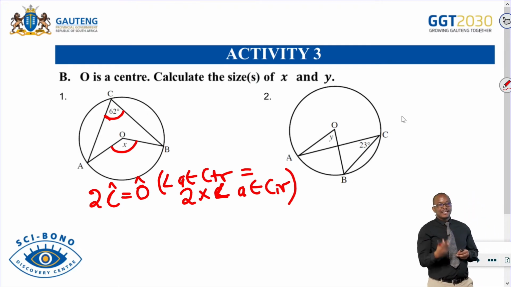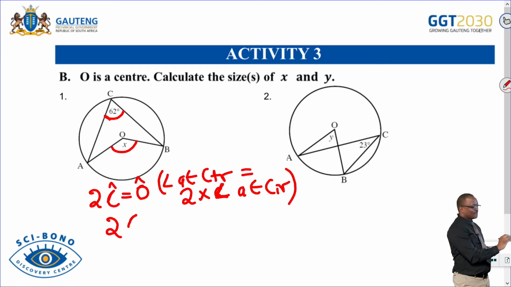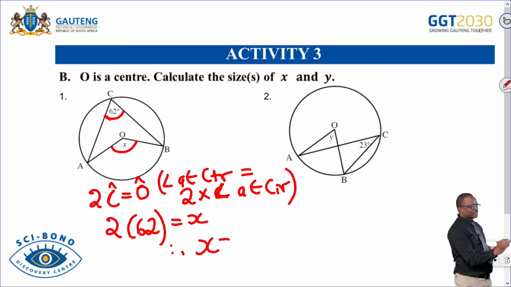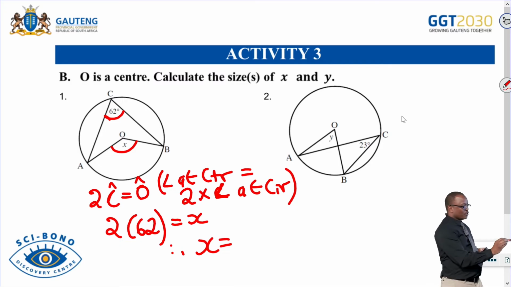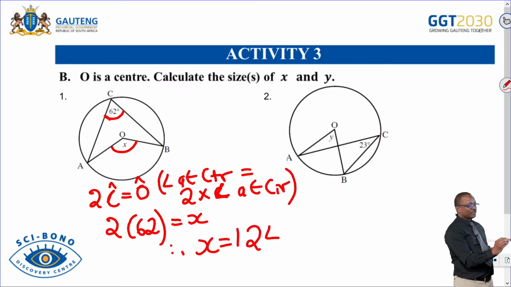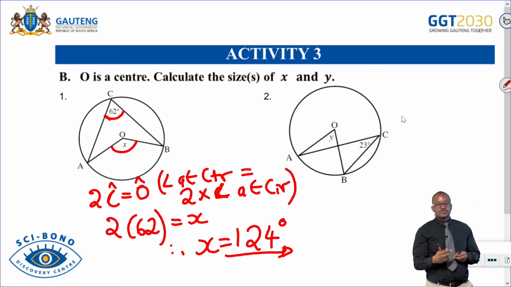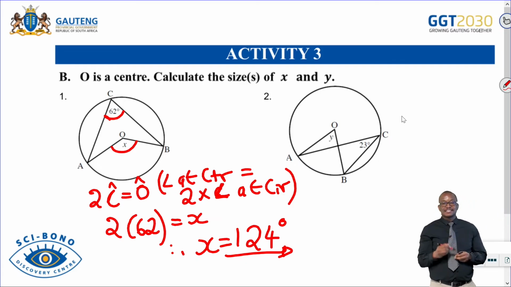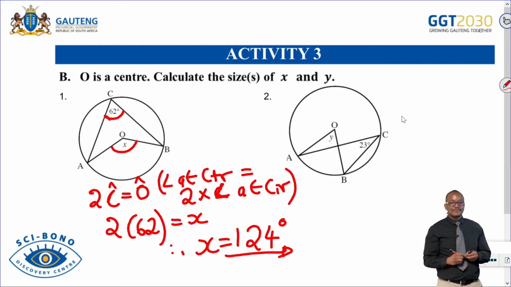Correct? Now we know the angle at the circumference. The angle at the circumference is what? 62. Then the angle at center is x. Therefore, your x is going to be 62 times 2, which is going to give you 124 degrees. So that's how you get the angle at the center. Remember, the angle at the center should be bigger than the angle at the circumference. It's 2 times the angle at the circumference.